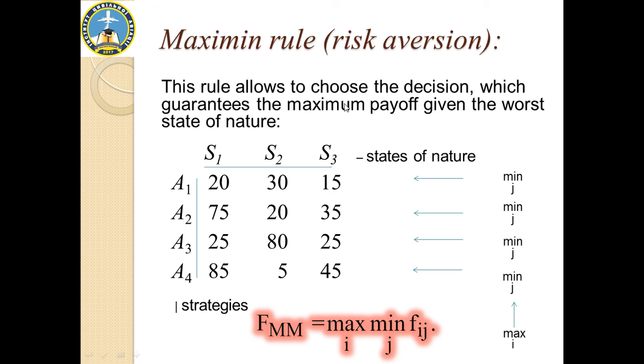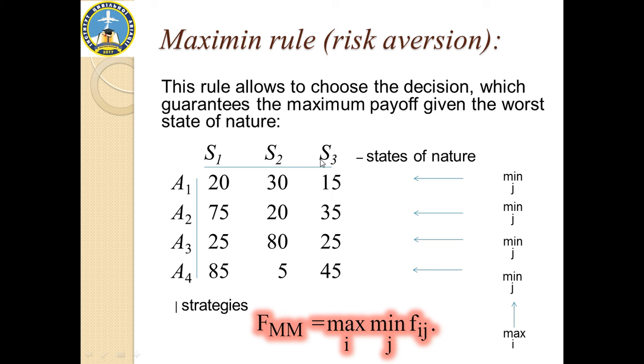We find the minimum payoff for all the decision-making options given different states of nature. For example, we analyze the first decision-making option, option A sub 1. The minimum payoff here is 15. This payoff can be obtained if the nature turns up to be in its state S sub 3. So for this particular option, A sub 1, this is the minimum payoff.